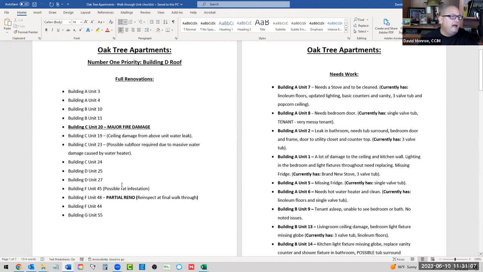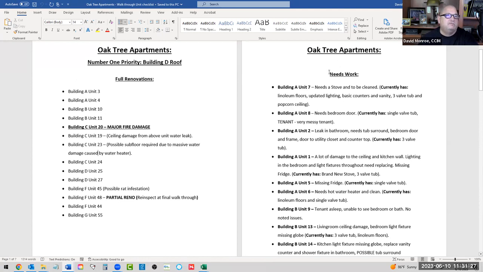Then we had one that had a possible rat infestation because we found rat droppings all throughout the apartment. Right. So you got ceiling damage. So you still have some major stuff that you document on the vacant units. But if you're doing full reno, you don't have to document like you do everything else.